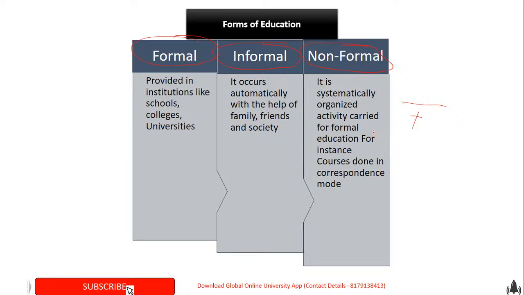So in formal education, schools, colleges and universities play an important role. In informal education, it is the family, friends and society. And in non-formal education, you get distance or correspondence mode of education. I hope it is very clear, a very easy topic. But you should know that there are basically three forms, because there can be a confusing question in an easy form. So three forms: formal, informal and non-formal.